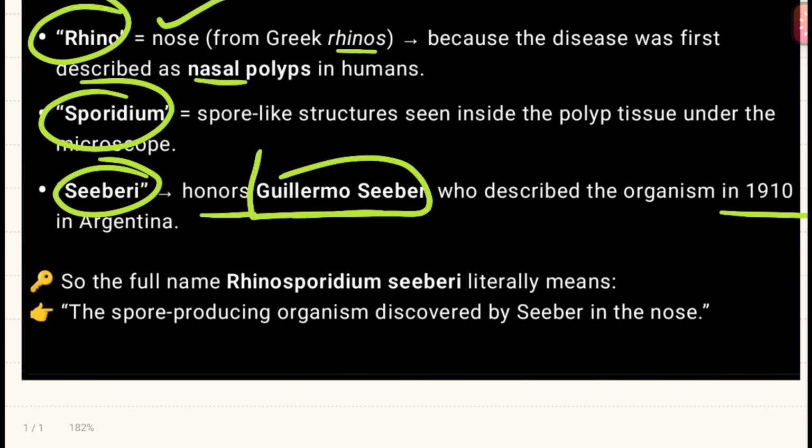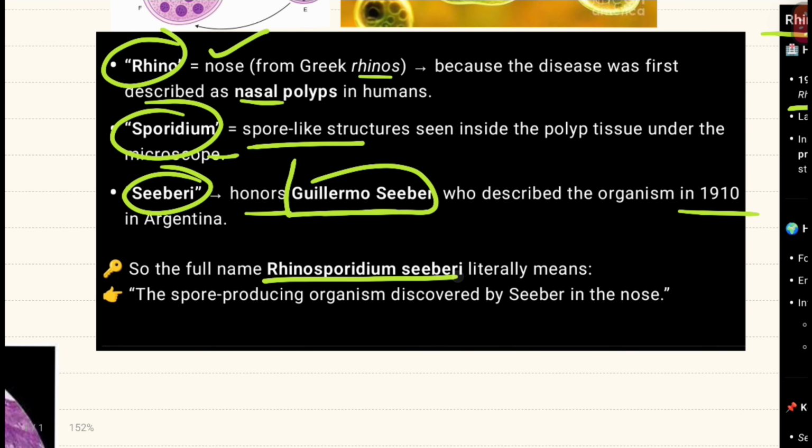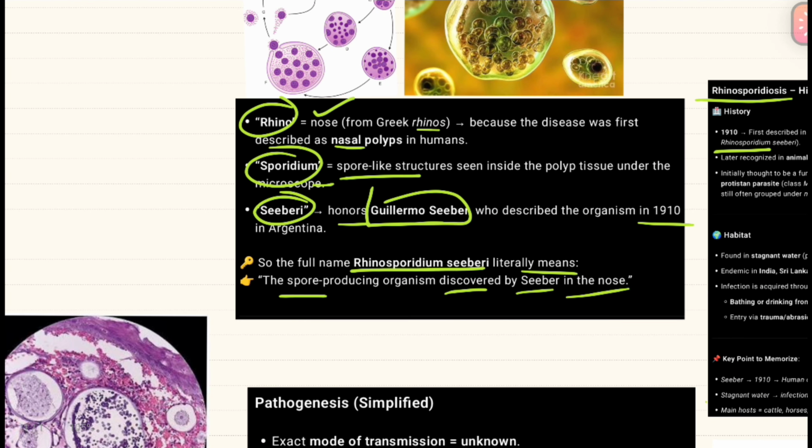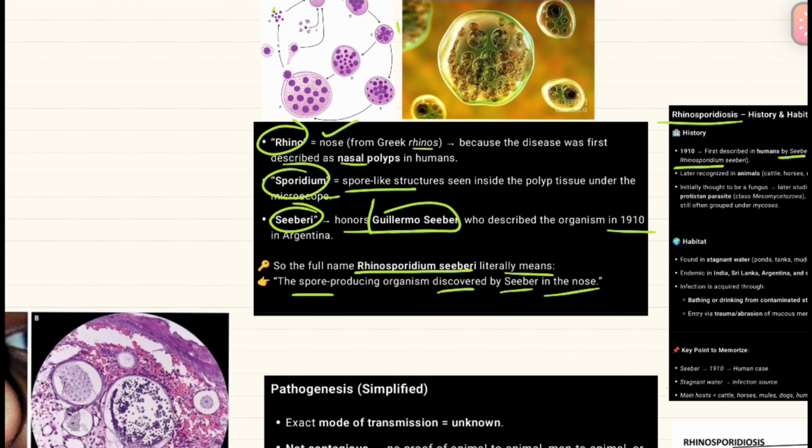And when it comes to sporidium, the nasal polyps have structures inside those tissues which look like spore-like structures under the microscope. Therefore, it is called sporidium. So when we combine these three words, the organism is called Rhinosporidium seeberi, which literally means a spore-producing organism discovered by Seeber in the nose of a human being. So this is about how the name of the disease has evolved.